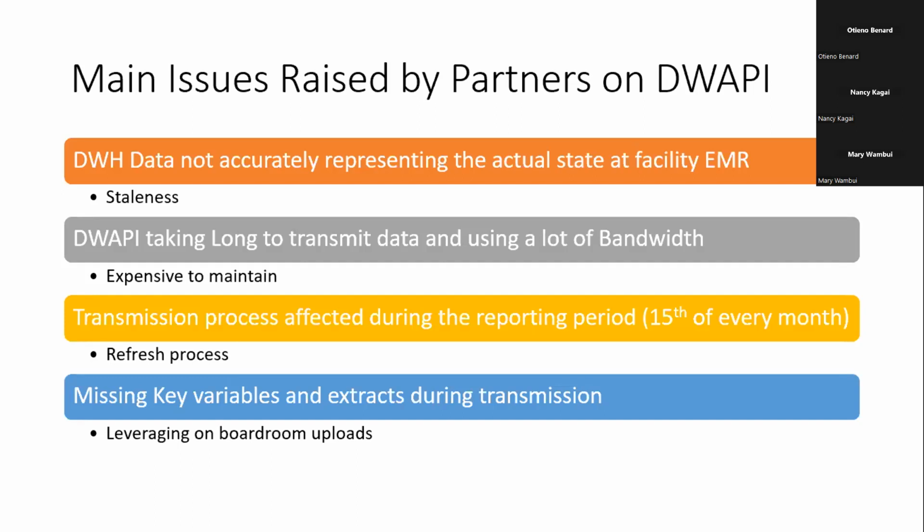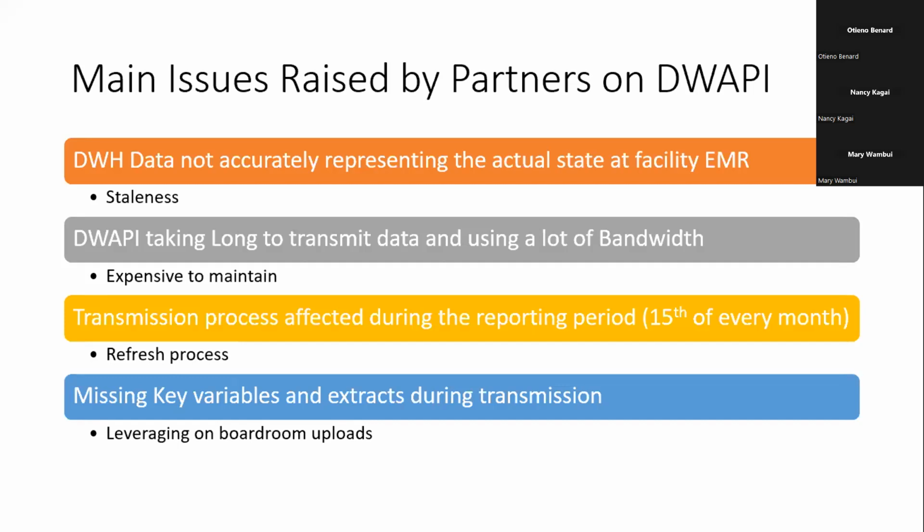Another thing is that the transmission process was affected during the reporting period, that is, during our refresh process. For example, when a lot of facilities are sending data together, we have had problems with the queues, and that kind of problem resulted in, again, data not being represented accurately. So that is one of the issues that you raised to us.